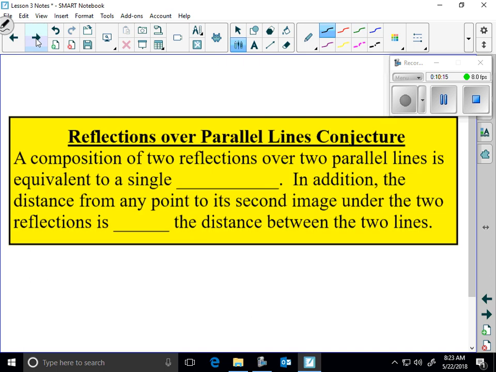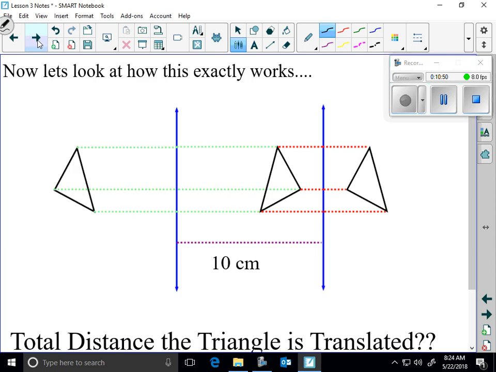Okay, so here you go. A composition of two reflections over parallel lines is equivalent to a single what? We said reflect. Reflect means take the first one and do what to it to get the third one? Translation. It's a shift or a translation. In addition, the distance from any point to its second image under the two reflections is double the distance between the parallel lines. Good.